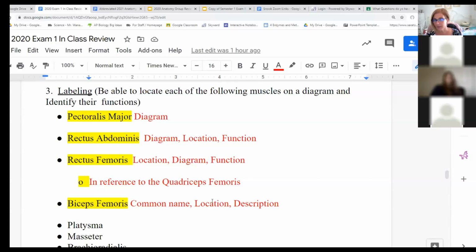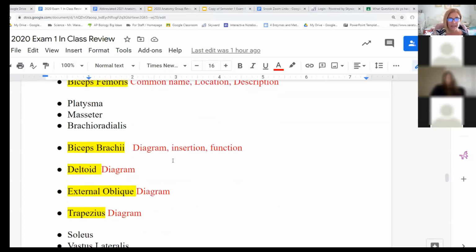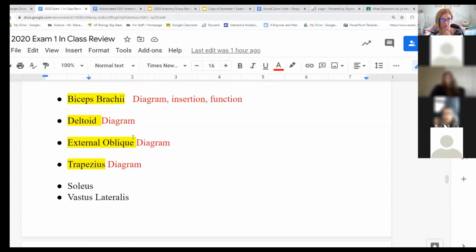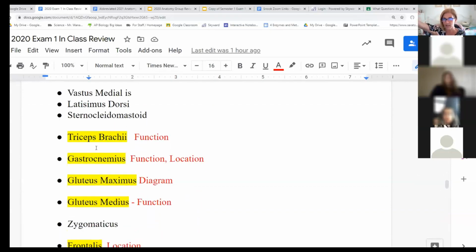So I didn't have you spell all those things out on your review. I just had you do the labeling and then said, also know these things. Last year's review, they had to spell them all out. Biceps brachii, in addition to the diagram, its insertion. The biceps brachii is flexing the forearm, therefore it's inserting on the forearm, right? The radius in particular. Deltoid, those are all diagrams, so you already have the list that you need to label. Triceps, you also need to know its function, so extending the forearm.